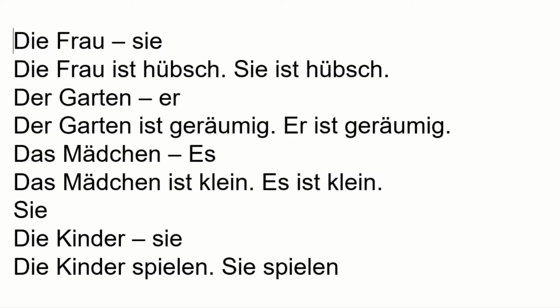Let's repeat this part. Die Frau, sie. Die Frau ist hübsch. Sie ist hübsch. Der Garten, er. Der Garten ist geräumig. Er ist geräumig. Das Mädchen, es. Das Mädchen ist klein. Es ist klein. Die Kinder, sie. Die Kinder spielen. Sie spielen.